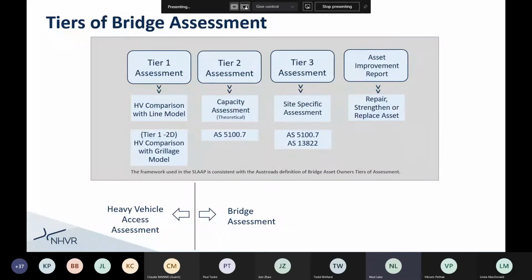Tier 3 assessment, that's more specific. There's another code that we could use for that as well, AS13822. And then we've got the asset improvement report. That's not really tiers of assessment. That's when you decide that you're a bit out of options to do any more particular work, and you might try and see, well, what's the best way forward with the structure?